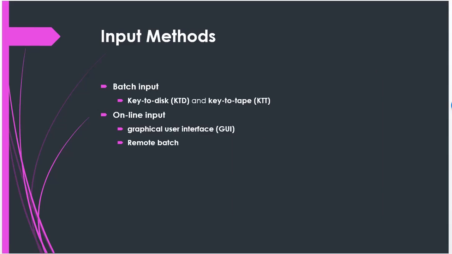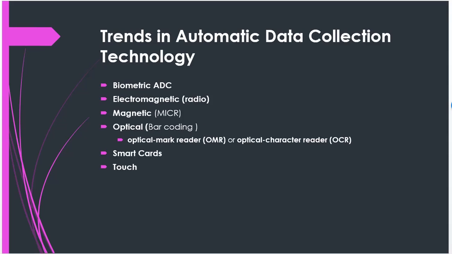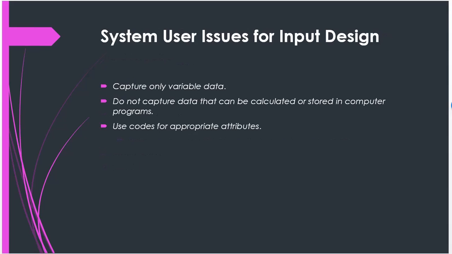So one of the things that you have to consider is the input methods. How do users or how do other systems give data to this system that you're developing? So these are some examples of how people can input data: batch input, graphical user interface, remote batching, and all these other many examples. But the key thing that we just want to remember is that when you're dealing with inputting information, you want to make it as easy as possible for the user.